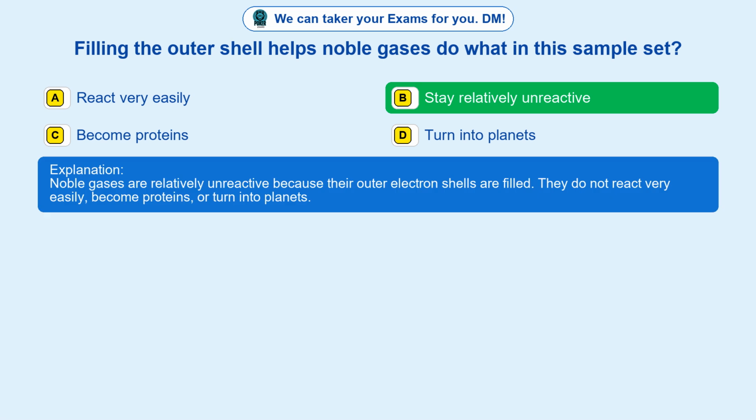Noble gases are relatively unreactive because their outer electron shells are filled. They do not react very easily, become proteins, or turn into planets.